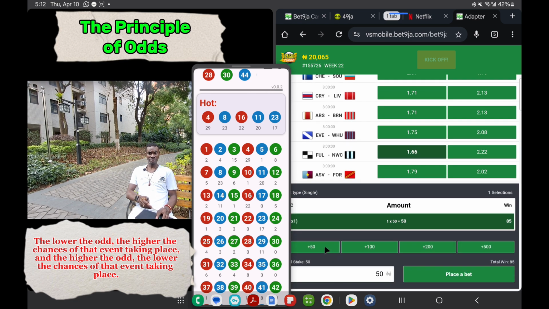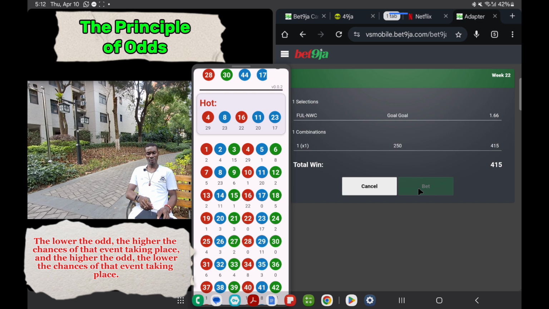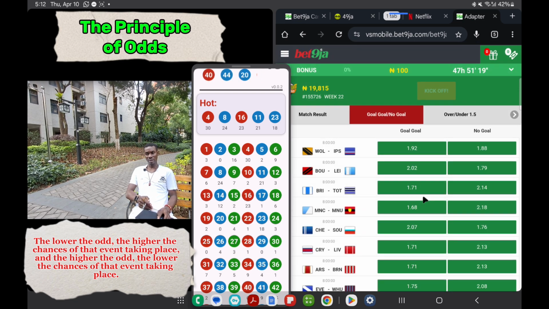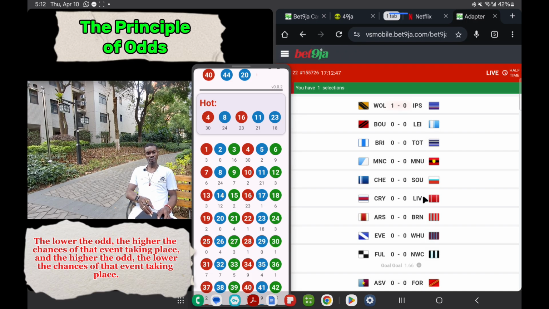Now, I'm going to reintroduce another concept to further strengthen this principle. So just watch. After we recover this money, I'm going to introduce that. Initially we used 100 naira, so plus 250, that's 350. Now, we are going to get in return 415 naira, that's about 65 naira profit if we make a win in this one. But if we do not make a win, we have lost 350.